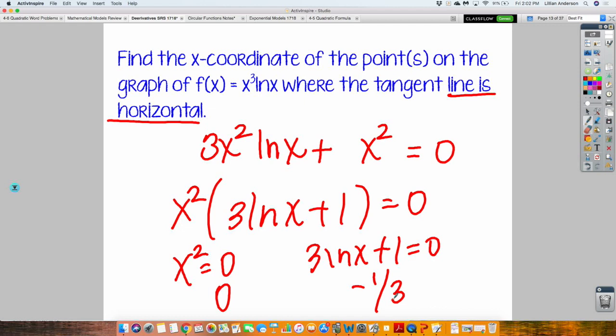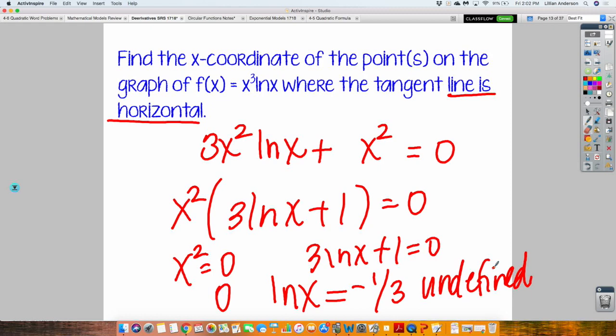Wait, no, hold on, it's ln of x equals what? It's this one. This one is undefined. There's no solution where the natural log is negative. So my only solution is 0.